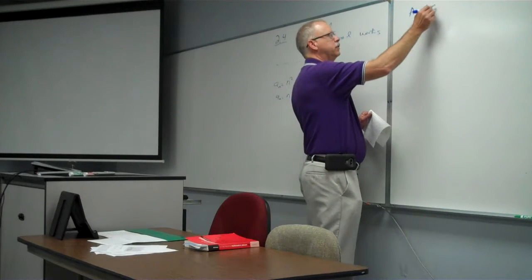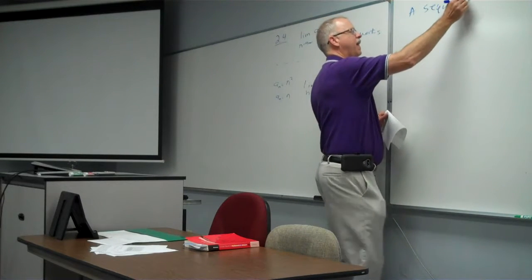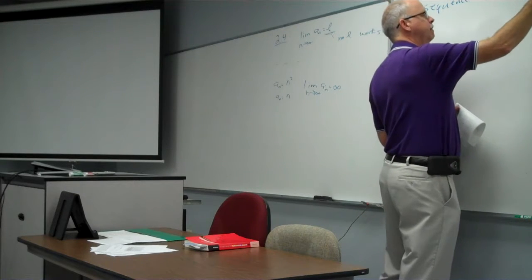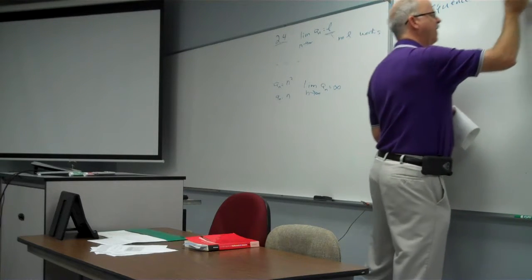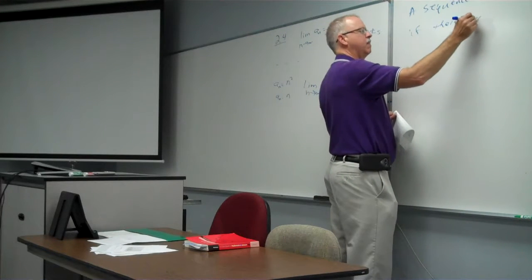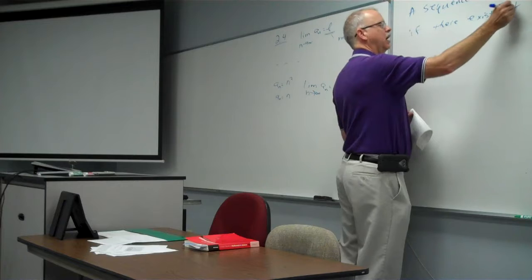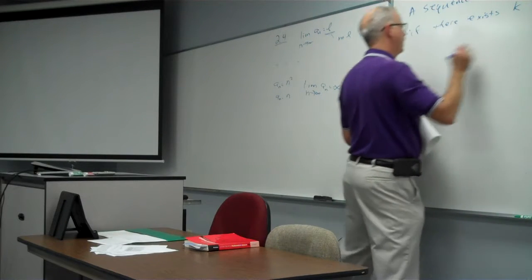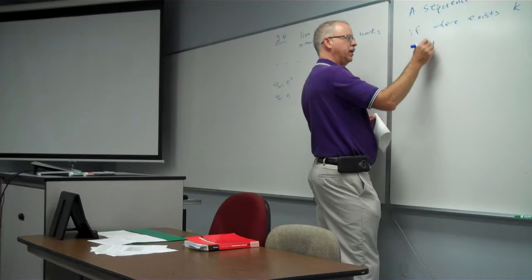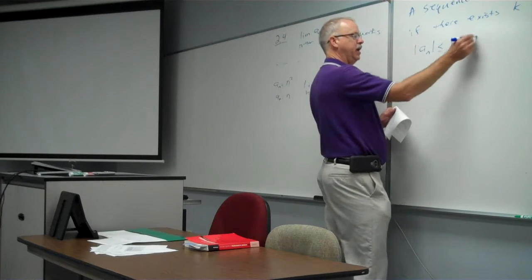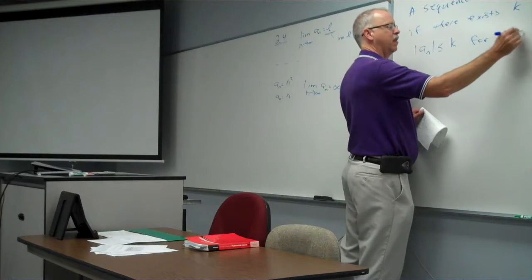So a sequence, a sub n, is what's called bounded if there exists a capital K such that the absolute value of a sub n is less than K, or less than or equal to K, for all n.